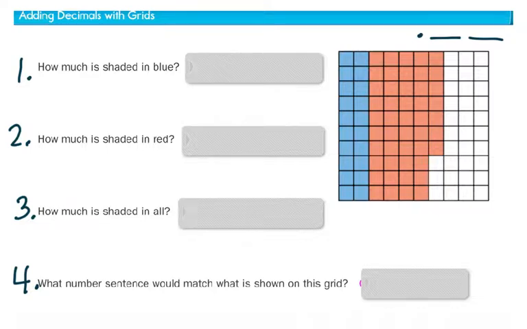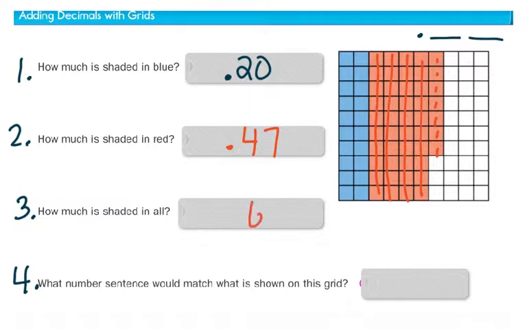So how much is shaded in blue? There's 1, 2, 3, 4, 5, 6, 7, 8, 9, 10, and 10 more is 20 hundredths. How much is shaded in red? Well, each one is worth 10. So 10, 20, 30, 40, 41, 42, 43, 44, 45, 46, 47. 47 hundredths. How much is shaded in all? Well, if I added those together, it would be 67 hundredths.